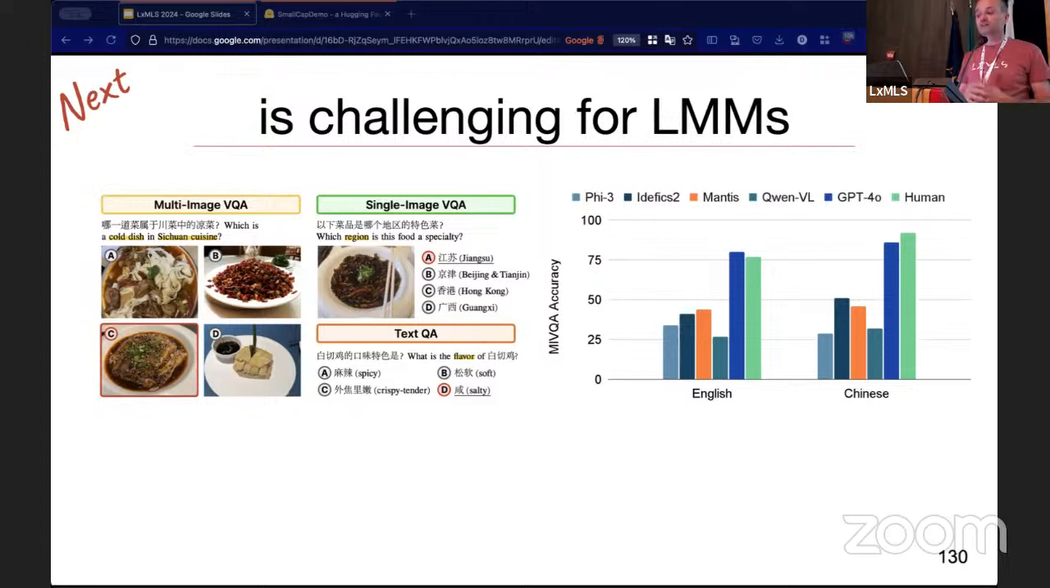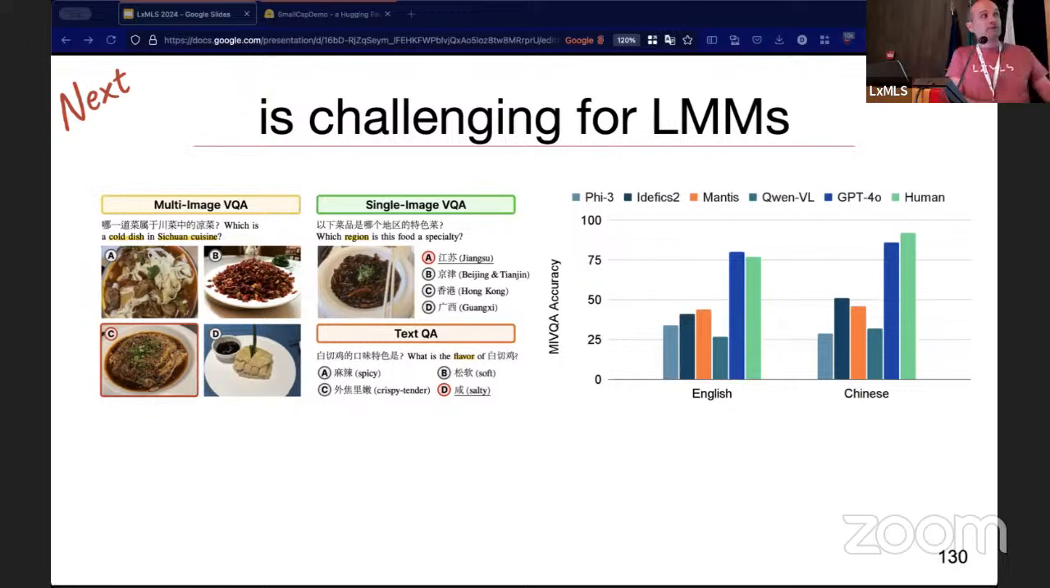We also have single image VQA, where you just get this image here, maybe on the right-hand side, and from which region is this food a speciality? So this is a multimodal understanding problem where you really want to probe the difficulty. Or there's just text-based VQA. So what is the flavor of this particular sequence of Chinese characters?